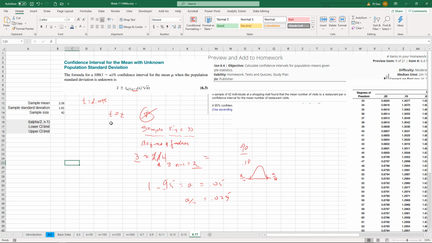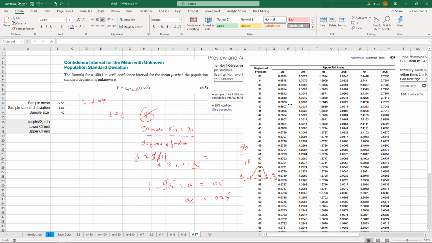So with this information, we can figure out what t is. Now, remember, t is like our z, but it's an adjusted z for when we don't have the population mean, or we have 30 or fewer samples. Okay, so we can use the table over here out of the back of the e-text. I took the screenshots from it.